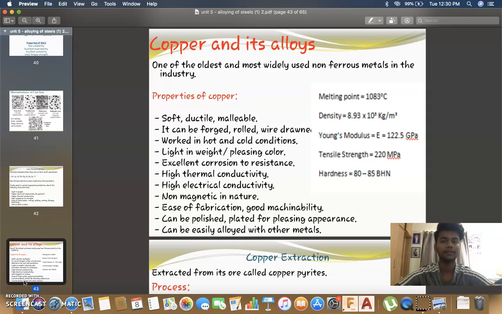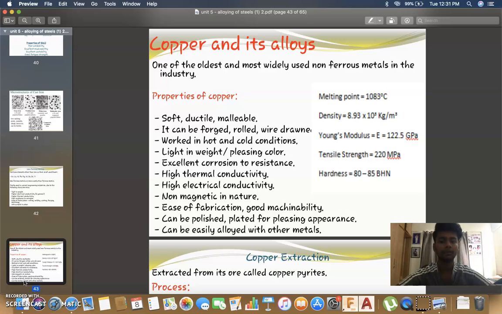Copper and its alloys: one of the oldest and most widely used non-ferrous metals in industry. Properties of copper: soft, ductile, and malleable. Ductile means it is a property of a metal which can be drawn into wires, and malleable means it can be forged, rolled, and drawn. Worked in hot and cold conditions, light in weight, pleasing color. Copper has a brown goldish color, so it's a pleasing color, not too bright.